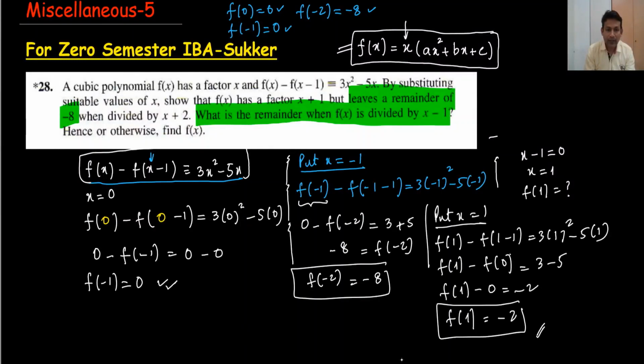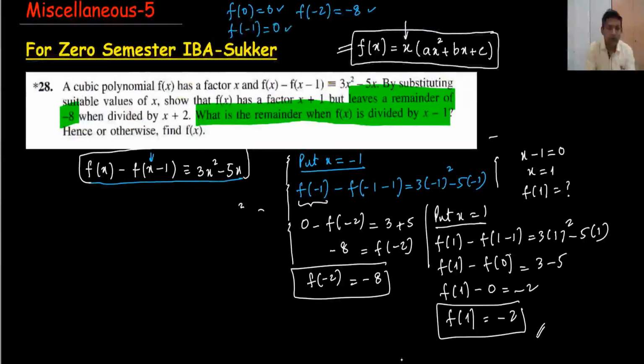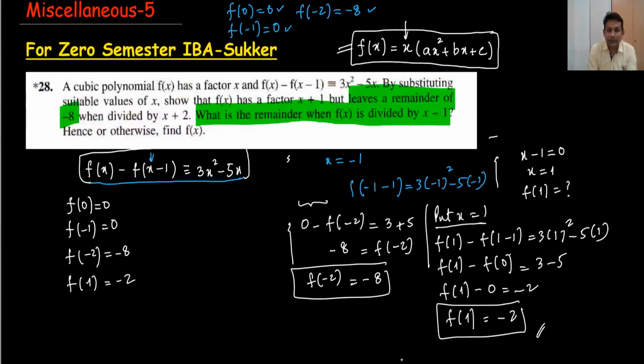So I would like to write everything once again in a proper way, what we know and what we have to find. Okay, f of 0 is 0. F of minus 1 is 0. F of minus 2 is minus 8. And we got one more thing, f of 1 is equal to minus 2. So remember, these are the values of x and the other values are y. Okay, let's see the next part, to find the equation.